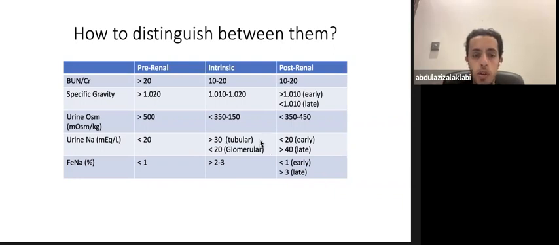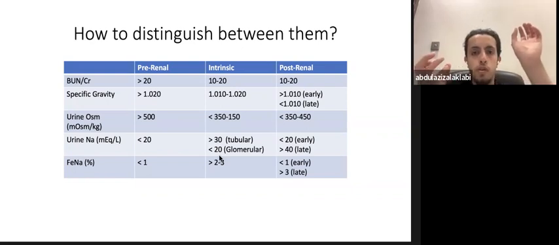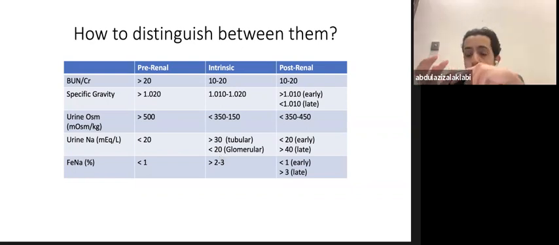So the tubular causes are going to have high sodium. Now, why is this? Because the tubules themselves are responsible for reabsorbing the sodium. If they are dysfunctional, they cannot do this. Therefore, there's going to be a lot of sodium in the urine. If it's a glomerular cause, it's going to be a low amount of sodium. Why is this? Because the dysfunction is in the glomerulus, not in the tubules. So the tubules can still reabsorb the sodium, therefore it's not going to be high in the urine.